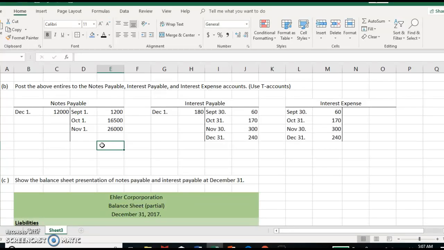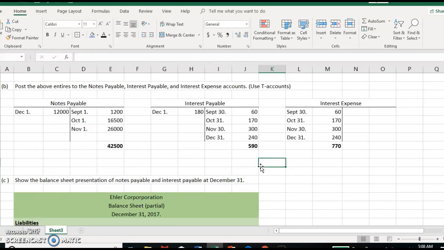When we go and tally these, not tally, but put the final note, this comes to a credit balance of $42,500. This interest payable has a credit balance of $590, and the interest expense has a debit balance of $770.